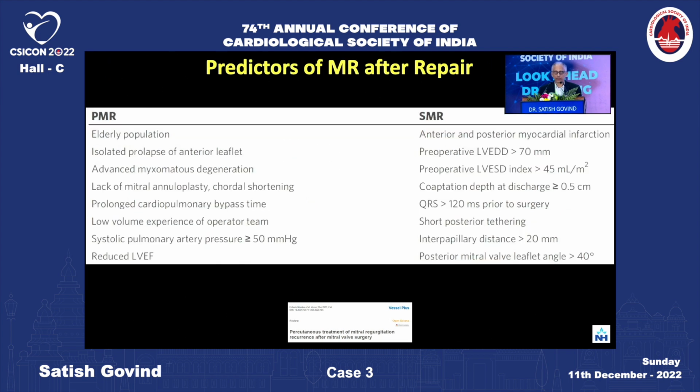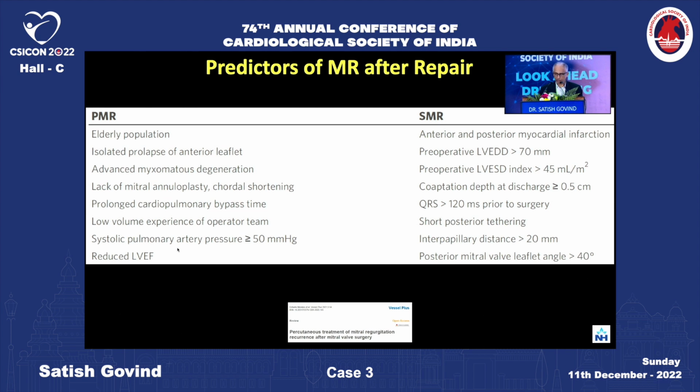Now, let's say that the patient is taken for repair. So what are the predictors of MR which can happen after repair? I'm going to just focus on the primary MR because this was our patient. So typically this is seen more often in the elderly population, and especially related to the anterior leaflet, and then more in the myxomatous valves. And also when you don't have much of the annuloplasty, the way it is put in place. So if there's a surgical issue, and then prolonged surgery, and then definitely the experience of the surgical team also does matter, and very high PA pressures, and of course the reduced ejection fraction.